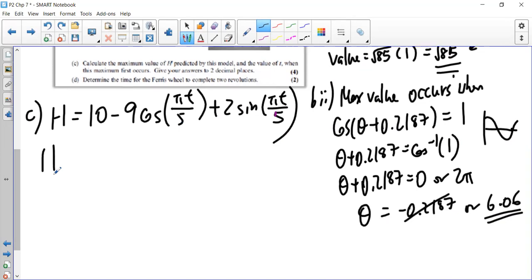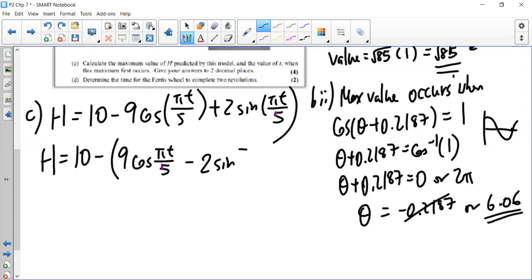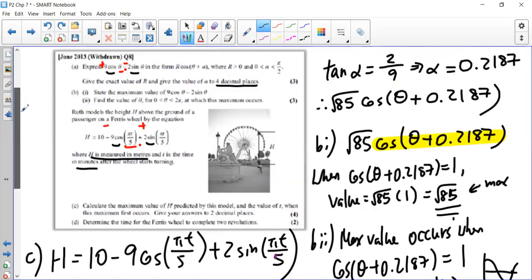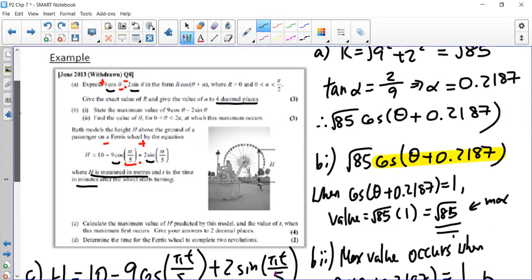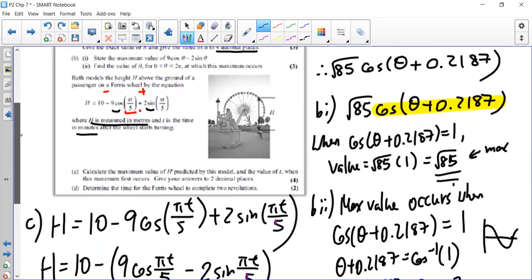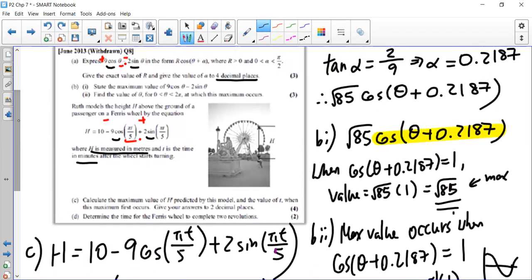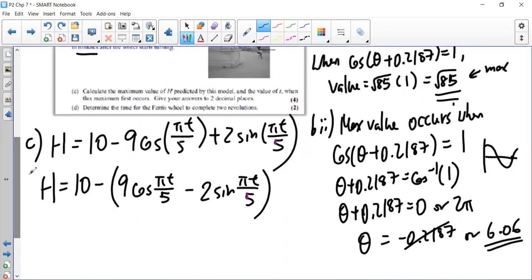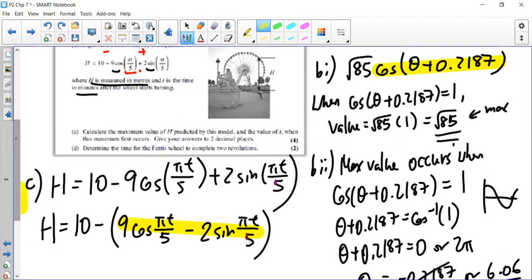Now I can put a big bracket, factorize the negative out, so it'll be 9 cos pi t over 5 minus 2 sin pi t over 5. Okay, now we got rid of the differences. So now you can see it's completely matching with part A. So what we can do is use our answer in part A and rewrite this function. This function now becomes root 85 cos theta plus 0.2187.